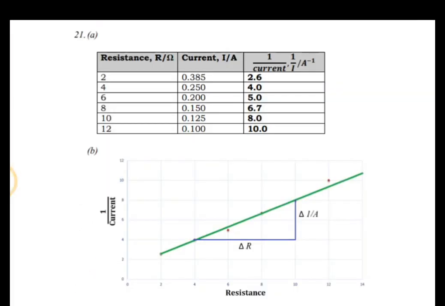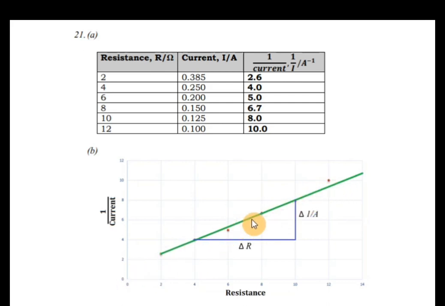Let us see our graph. You see here, this is our graph. As you see, the resistance is along the x-axis and 1 divided by current is along the y-axis. The first point is 2.6 and 2. The next one is 4 and 4. The next one is 5 and 6, and so on. As you see, we are going to find this best fit straight line.